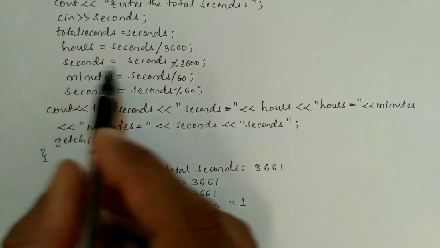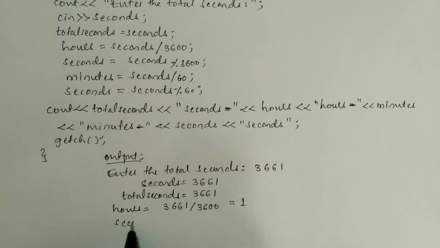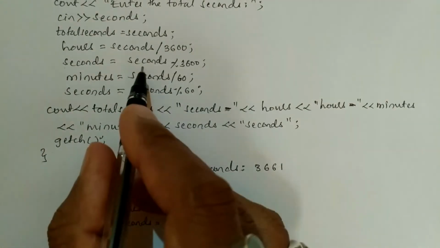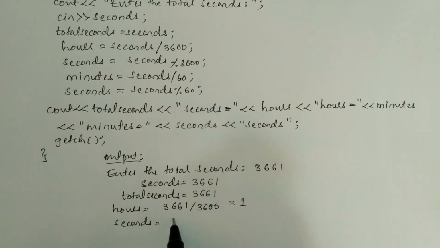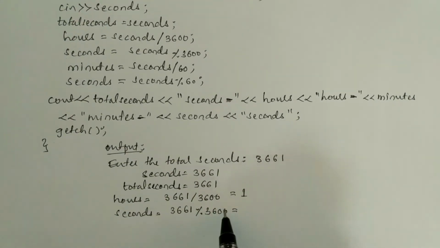Next statement, seconds. Here I'm going to write seconds is equal to seconds modular division by 3600. So this gives us the remainder. Here 3600 ones are 3600, 1 is the quotient. 3661 minus 3600 gives us 61. So 61 seconds will be stored in the seconds variable.